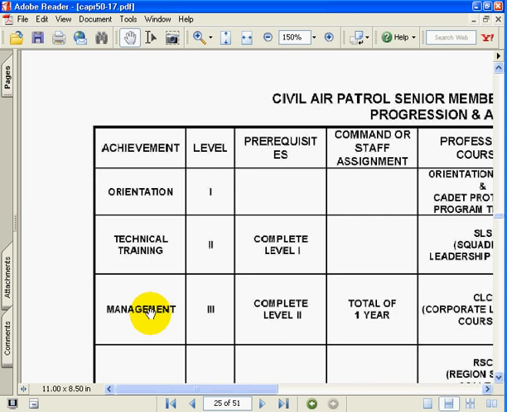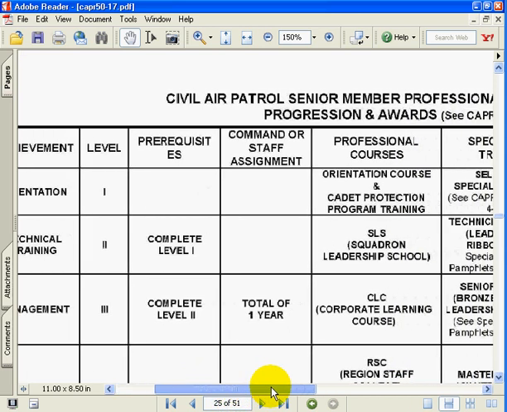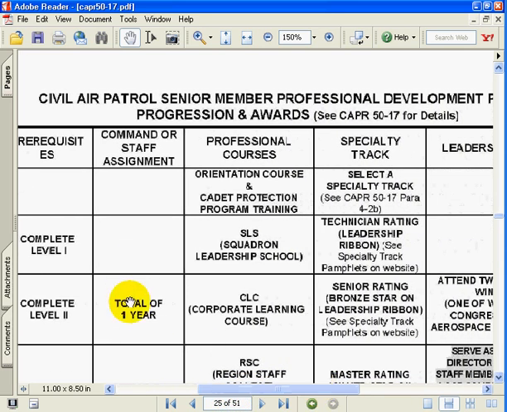Next one is the management phase, where the technician rating introduces you to how to work at the squadron. Level 3 is preparing you to work at a group or a wing level. To complete this, you need to complete level 2 and have a command or staff position for 1 year.